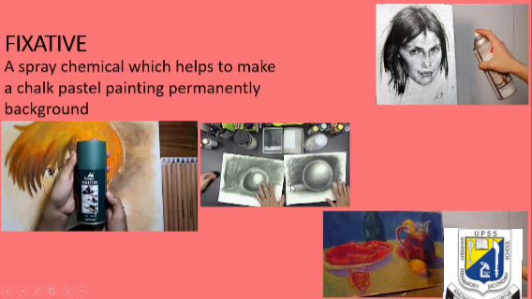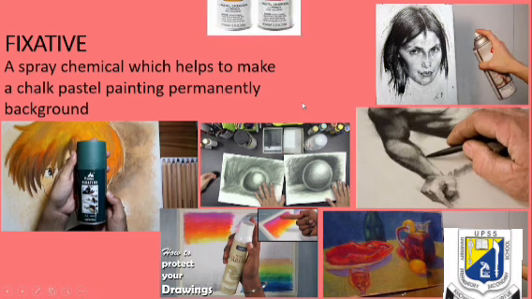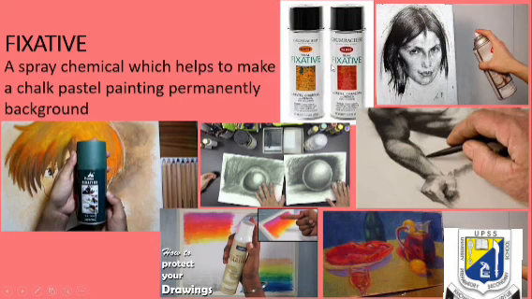Now after drawing using charcoal or pastel, they are not permanent. In my previous slide, I talked about pastel, that they are not permanent. So after making designs, when you finish creating your design using pastel and charcoal, the next thing you need to apply is fixative. And this is how fixative looks. Here are good examples of fixative. A fixative is a sprayed chemical which helps to make a chalk pastel painting permanent on backgrounds.